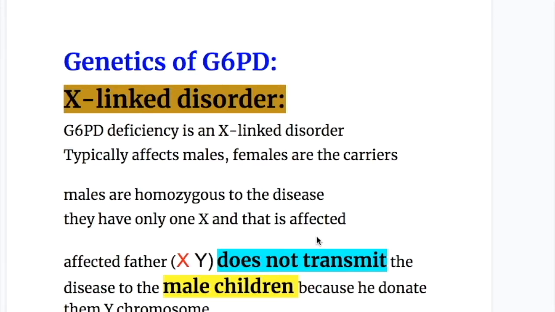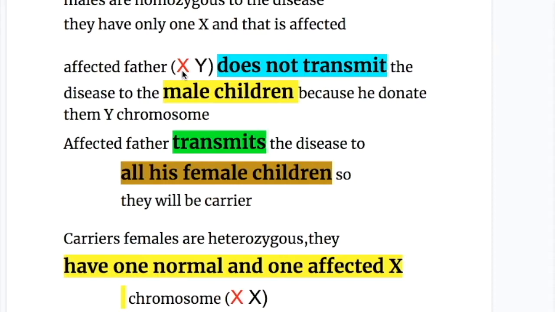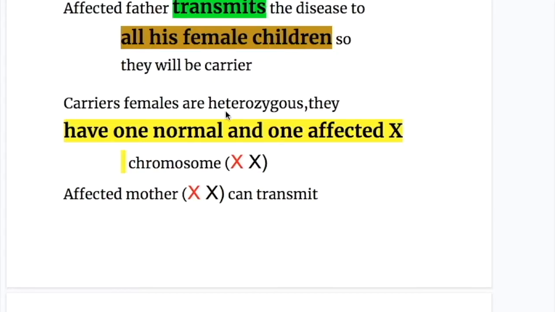Genetics of G6PD. G6PD deficiency is an X-linked disorder, and it typically affects males. Females are carriers. Males are homozygous for the disease. They have only one X chromosome, and that is affected. The affected father with XY chromosomes does not transmit the disease to the male children because he donates them the Y chromosome. An affected father transmits the disease to all his female children, so they will be carriers. Carrier females are heterozygous. They have one normal and one affected X chromosome.